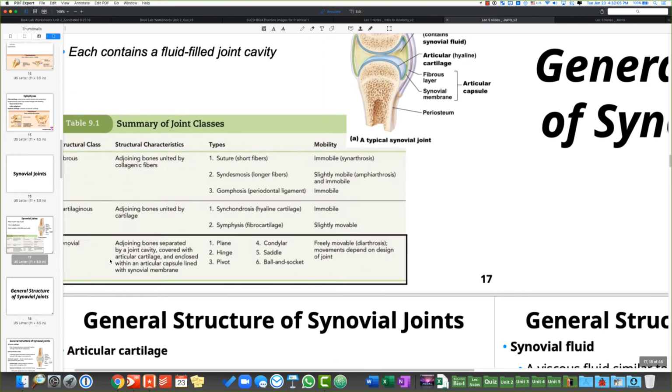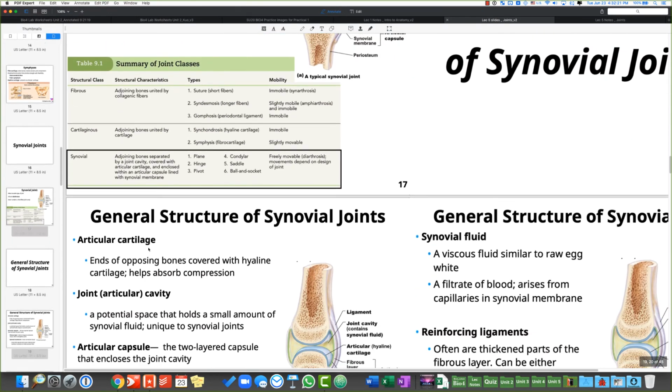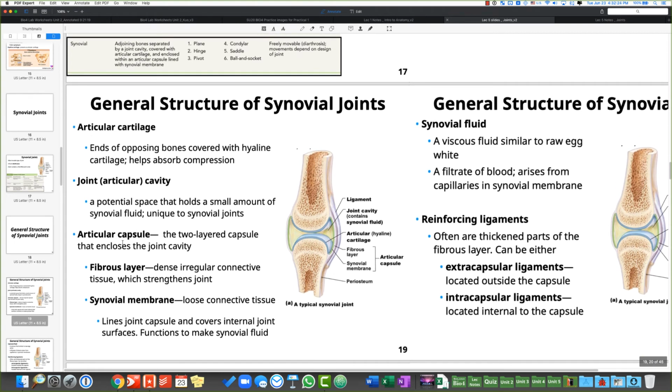Within synovial joints, you can further divide them into 6 subcategories. We're not going to go into these, so I'm not going to expect you to know these subtypes. But you have to know that synovial joint is a class, and what characterizes them. That's what we're going to look at now. First of all, you find in synovial joints an articular cartilage, where the ends of the opposite bones are covered with hyaline cartilage. That allows your joints to absorb compression and prevents your bones from hitting against one another.